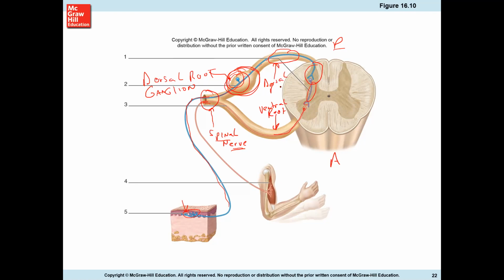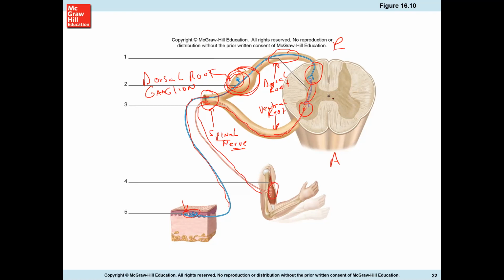So all the efferent information, motor, is coming out the ventral root of the spinal nerve from the ventral horn of the gray matter, cell bodies, unmyelinated fibers. And then it goes back into the spinal nerve to the peripheral, where it goes to the skeletal muscle. And you know that whole story.